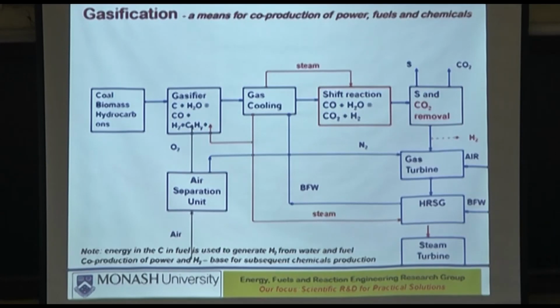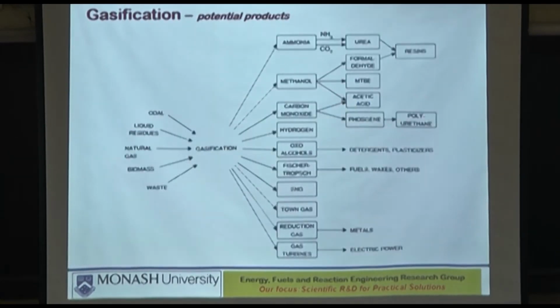It's not a problem. Problem is, if chemicals production is your focus, and therefore you need carbon monoxide and hydrogen, then what do you do with this methane? That's the challenge. Because in all of these reactions, for all of these products, you don't need methane.